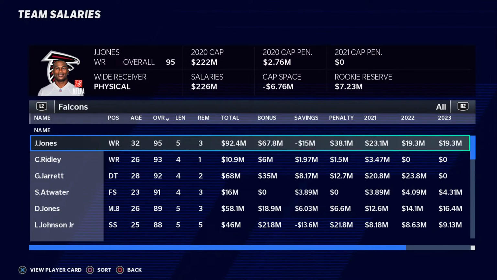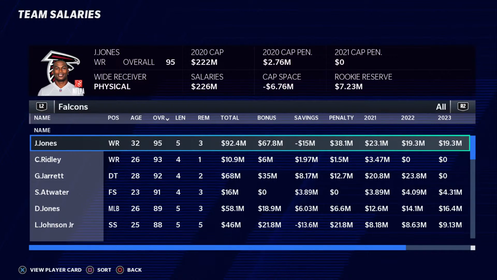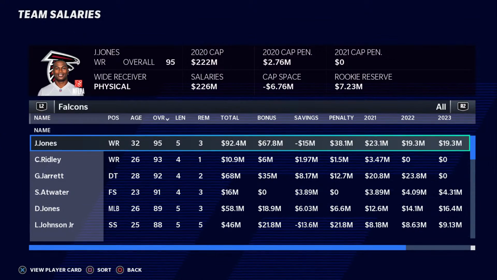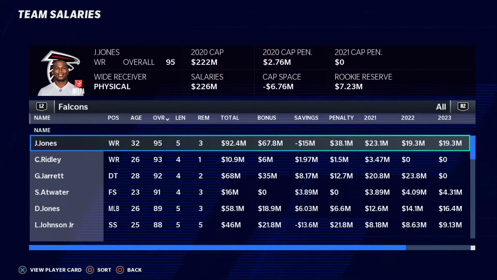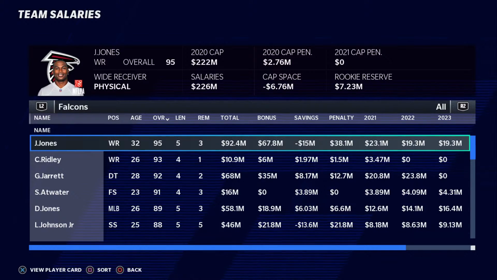The rookie reserve: you have to set aside money for your draft picks. So the rookie reserve is $7.23 million. That money is already pushed aside for his rookies, for his draft picks. Now, if you trade draft picks, that number, the rookie reserve, will go down. If you add more picks, that number, of course, will go up. Okay, so now let's look at the Falcons.